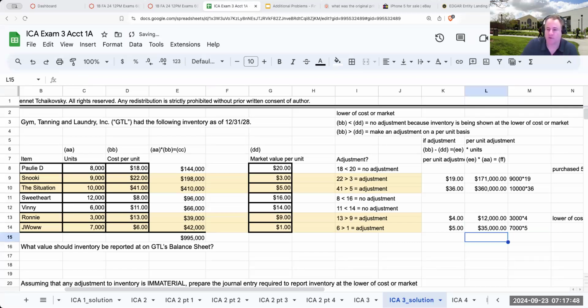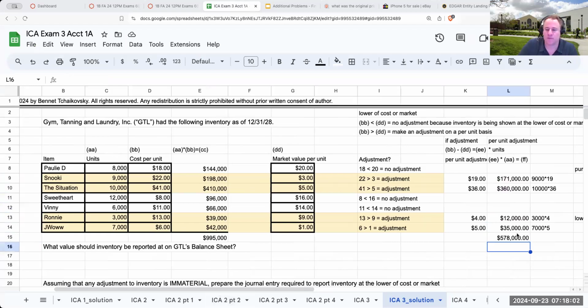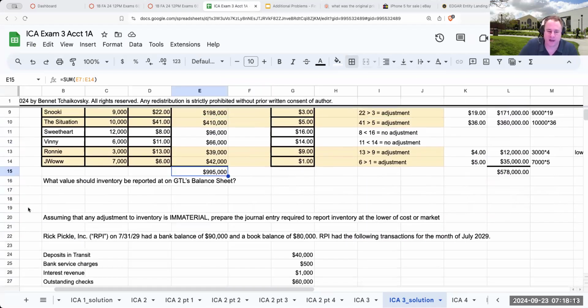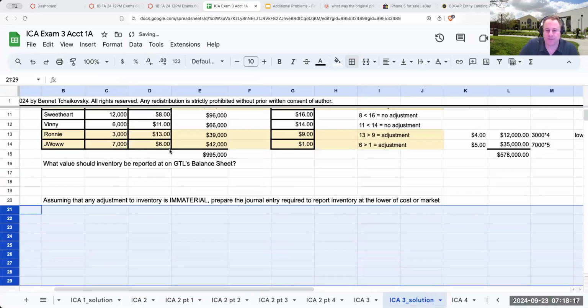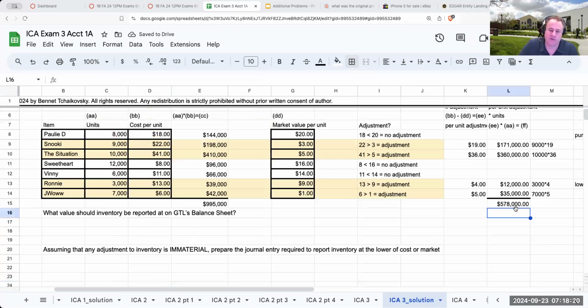Okay, so the total amount of my adjustment that I'm going to need is going to be 578,000, right? So when I look at this, what value should inventory be reported at on GTL's balance sheet? Well, it's not going to be 995, right? And if we go down here, this is our adjustment total.